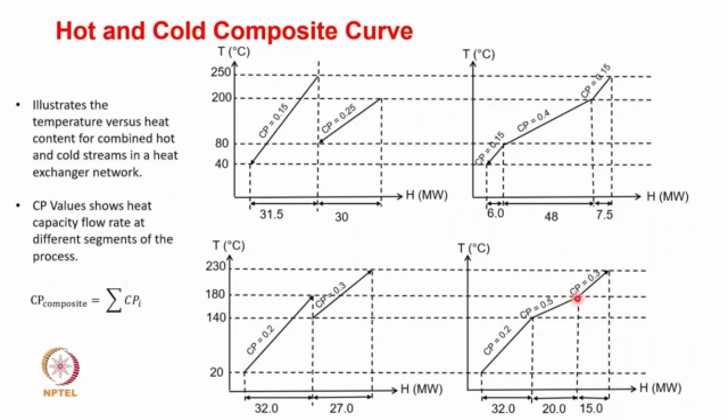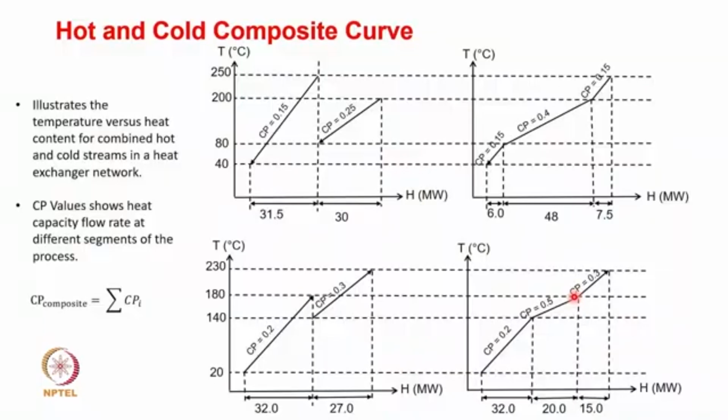And from the last part, the stream with 0.3 CP remains, and we just draw them together. When we draw perpendiculars at each of these points, we could find out the H values. So from here to here, it is 32, 20, and eventually 15. This is the way in which we draw the composite curves of hot and cold streams. So what are we gaining out of this?